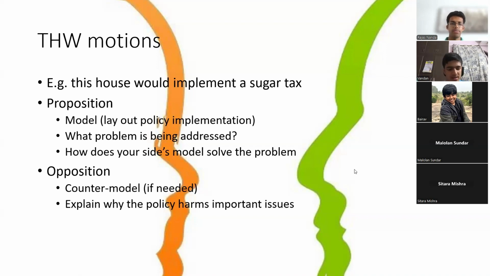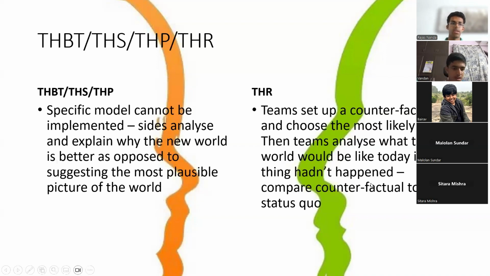On the other hand, the other types of motions here, on the left-hand side are this house believes that, this house supports, and this house prefers. You can see these kinds of short forms of them are used quite often, but the TH always stands for this house. It's all just fancy words, but it's all quite straightforward.